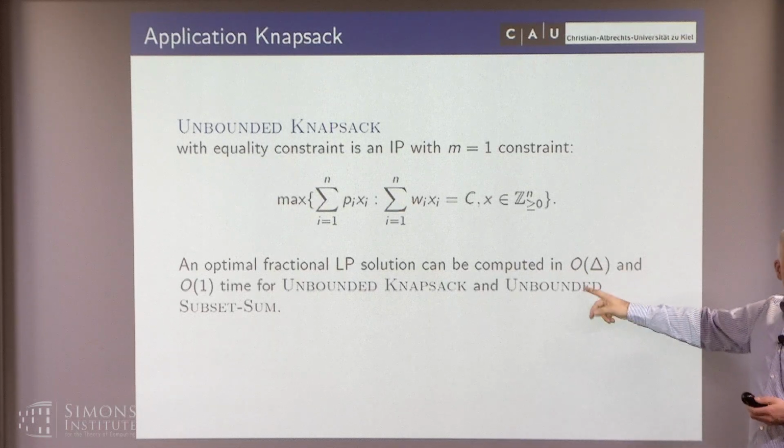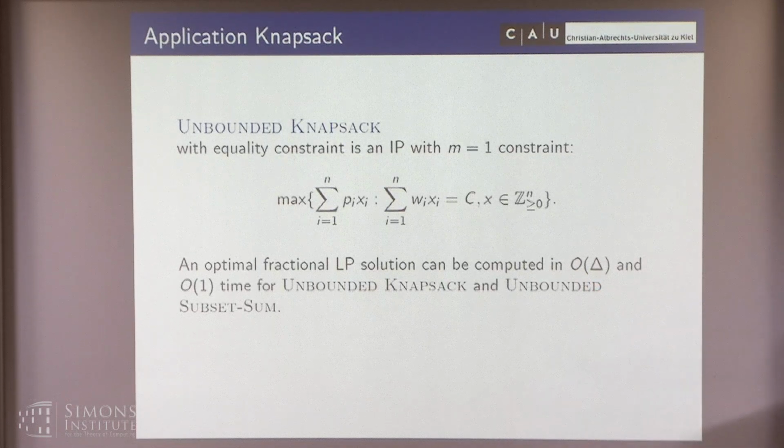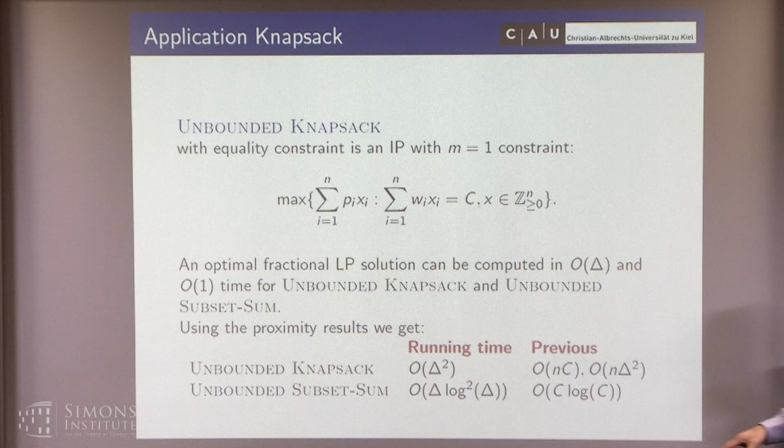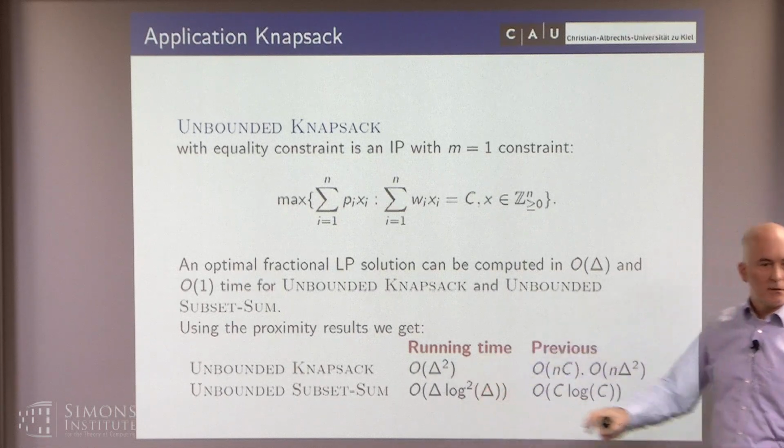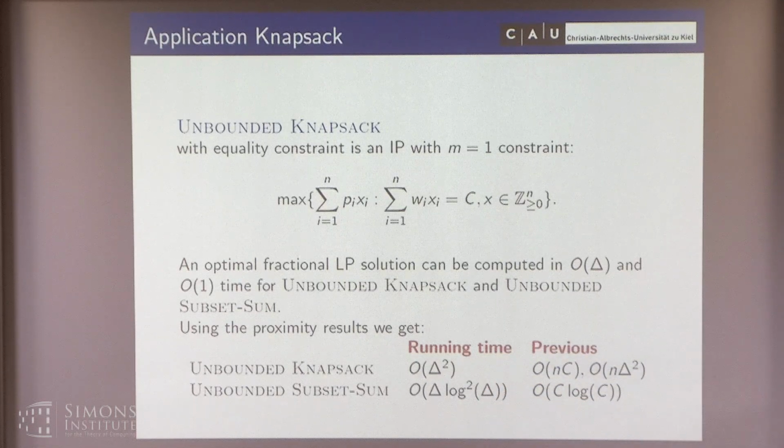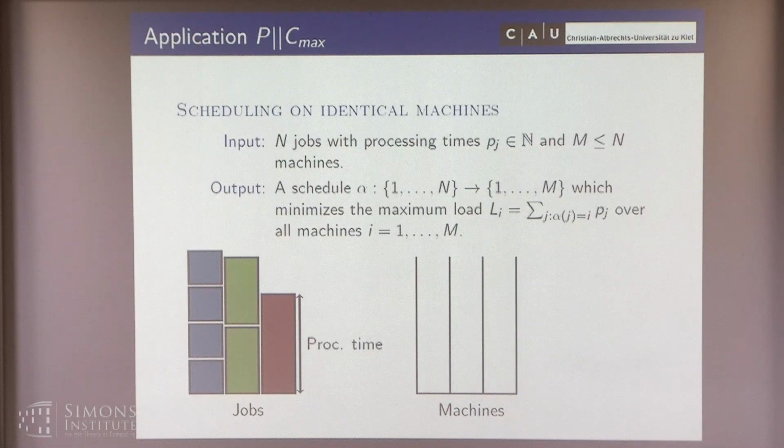Subset sum is even easier because you can take one element simply and take it completely with a fractional value. So that goes in constant time. And if you plug this in, you get directly these running times here for both versions. So it's delta square or delta times log n, log square delta for the problems. Okay, that's this. And the other result, so I worked a lot on the scheduling problem.